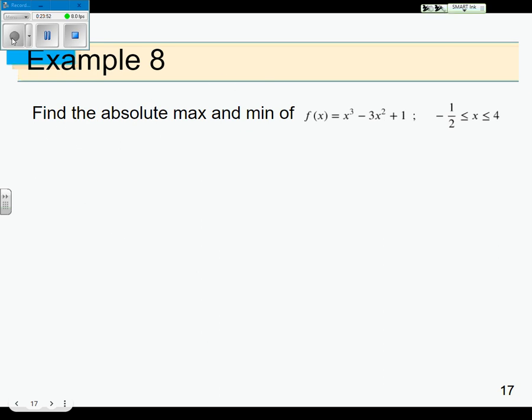So I'm wanting the absolute max and min of this. And the big giveaway that makes me know I'm going to use the closed interval method is that, you guessed it, I was given a closed interval.